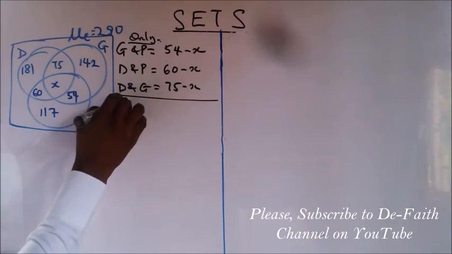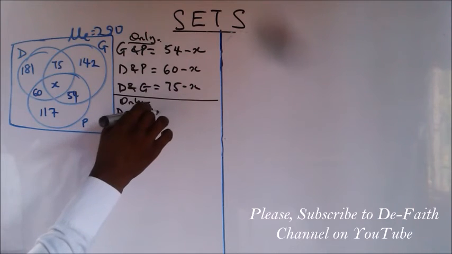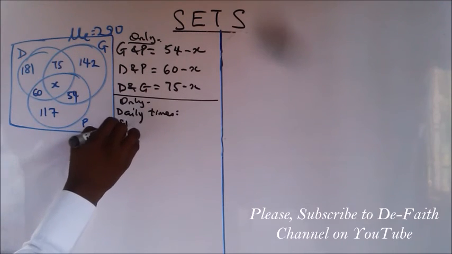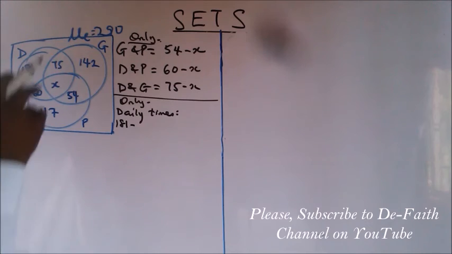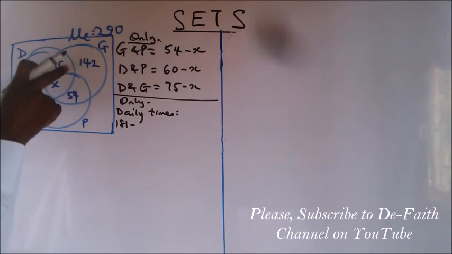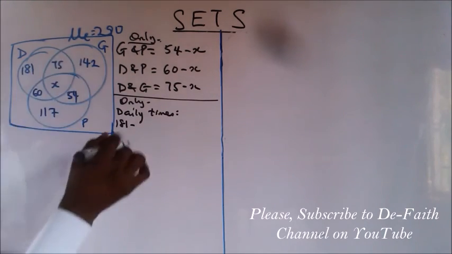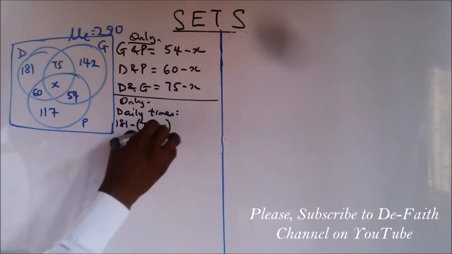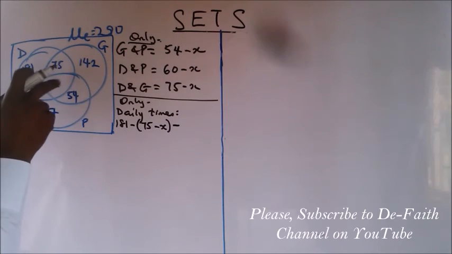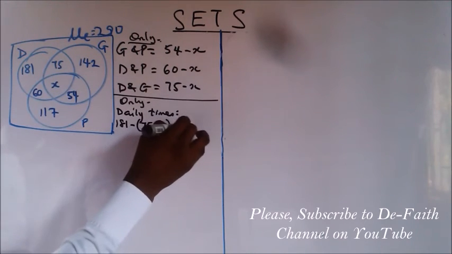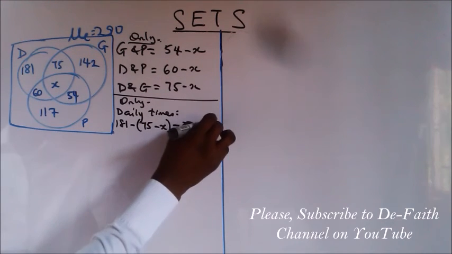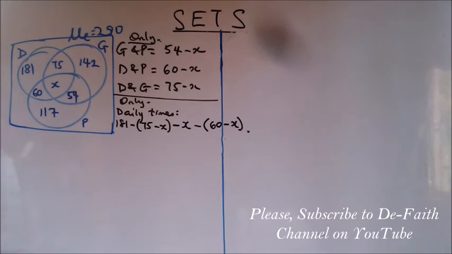Then, for those that read only the Daily Times, how is that gotten? Here is the Daily Times, which is 181. It's going to be 181 minus this, which is 75 minus X. So we can place it here as 75 minus X minus what we have here, which is X, minus 60 minus X. 60 minus X. That is for Daily Times only.